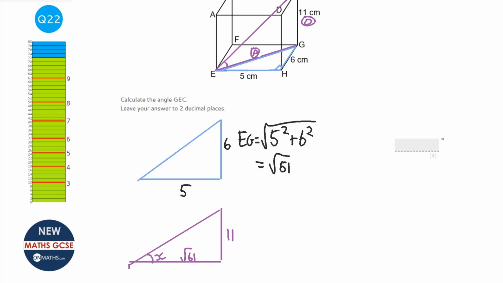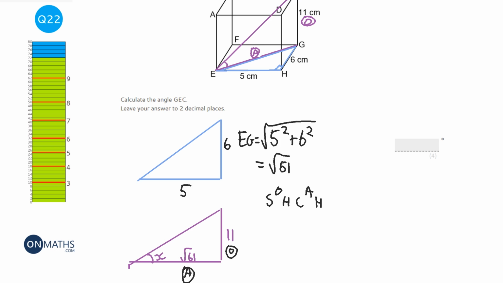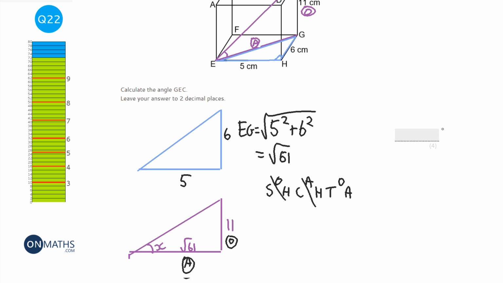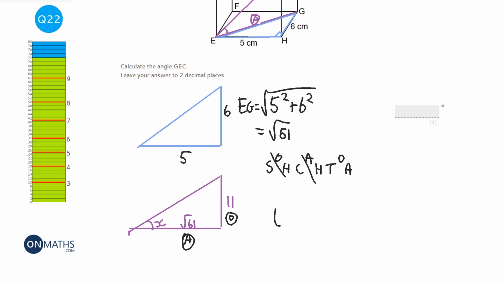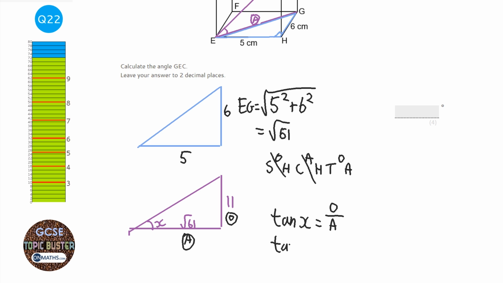Okay, so to do this question, we need to label the sides first. So that's the opposite and that's the adjacent. We need to just quickly write SOHCAHTOA so that we can check which one it's going to be. And it's TOA that has the opposite and adjacent. And so we're going to write down tan, and we called it X, equals opposite over adjacent. Tan X equals, well, the opposite's 11 and the adjacent is root 61.